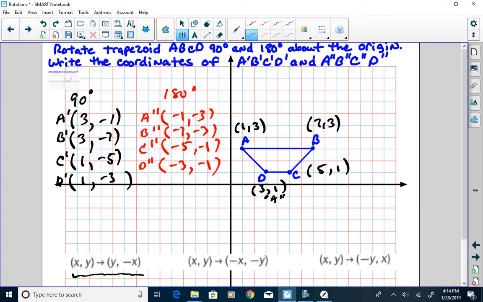3 and negative 7 over 3: 1, 2, 3, 4, 5, 6. Here's my 3, negative 7. That's my B prime. My C double prime, or my C prime, oops, not double primes. Let's be careful there. They're primes, not double primes. We don't want to rush, because we make mistakes when we rush. They're primes. It's our first image. We have 1 and negative 5. 1, down 5. That's going to be C prime. And then 1 and negative 3. That's my D prime. Let's connect those points in a straight path.